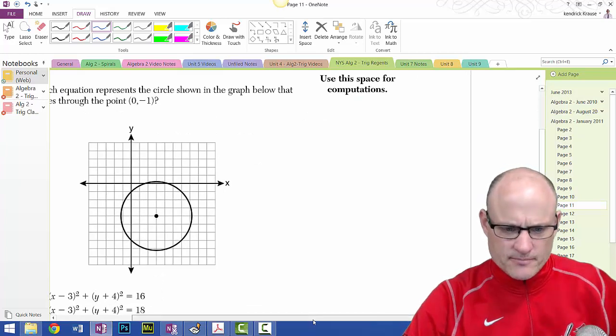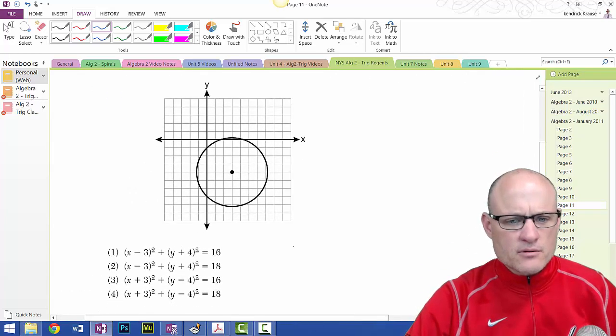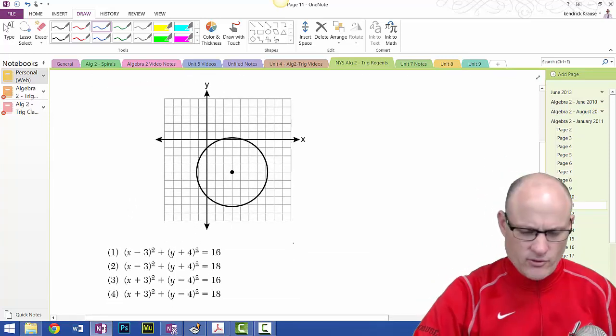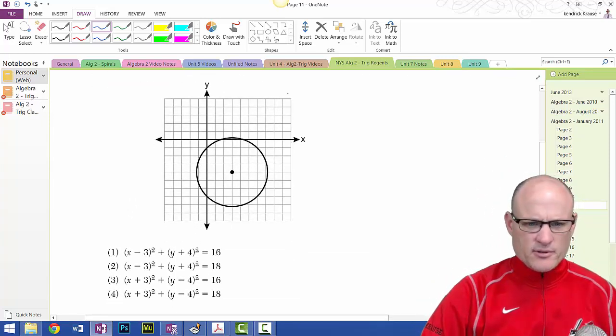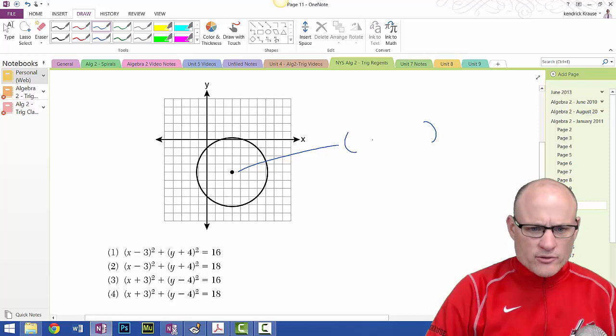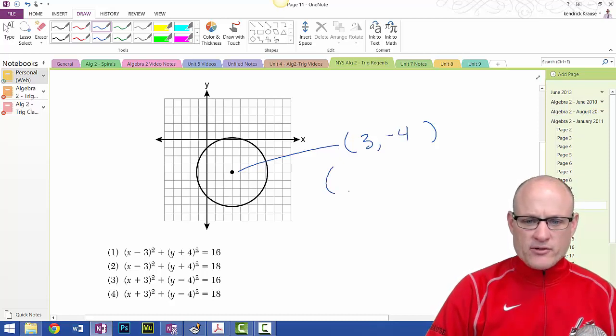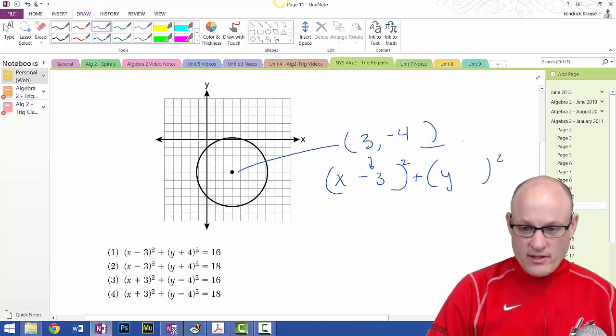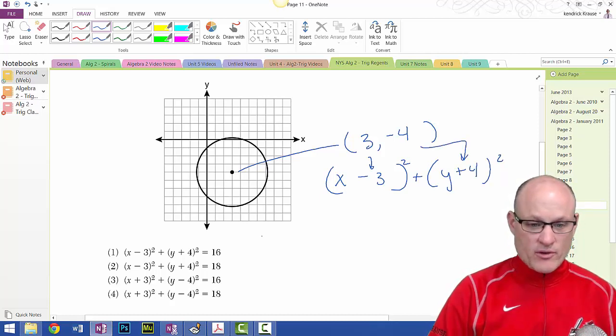Okay, so what do we got here? Let's talk about the center first. The center here is 1, 2, 3, and 1, 2, 3, 4, -4. So that means that when I put those in here, this goes in as a -3 squared plus y, and this goes in as a +4. So -3 and +4, these two have to go. Can't be. Not going to work.